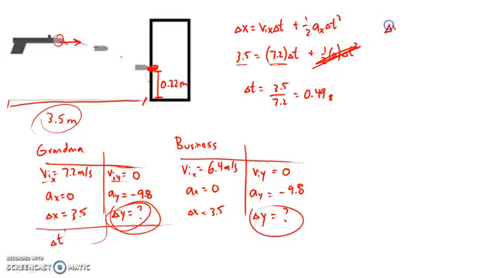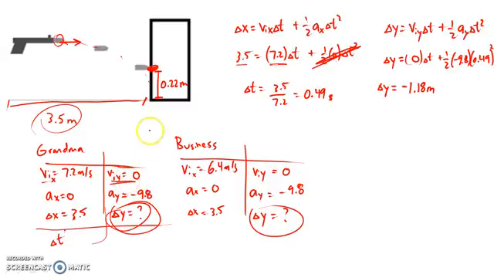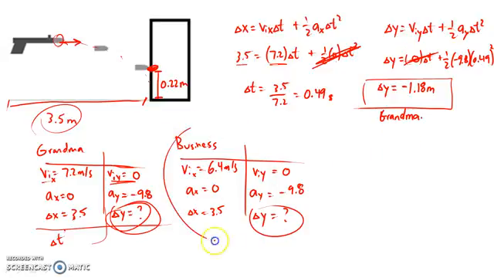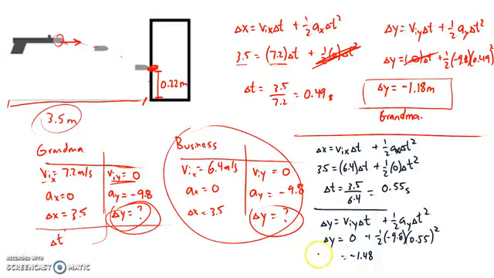So now I'm going to use the same equation, but in the y direction, to find the change in y. So I plug in my values. Remember, the initial velocity in the y direction is 0, so this term cancels. What I'm left with is delta y equals negative 1.18. And this is again for the grandma. I'm going to do the exact same process for the businessman. So what I find for the businessman is that the bullet is going to fall 1.48 meters.